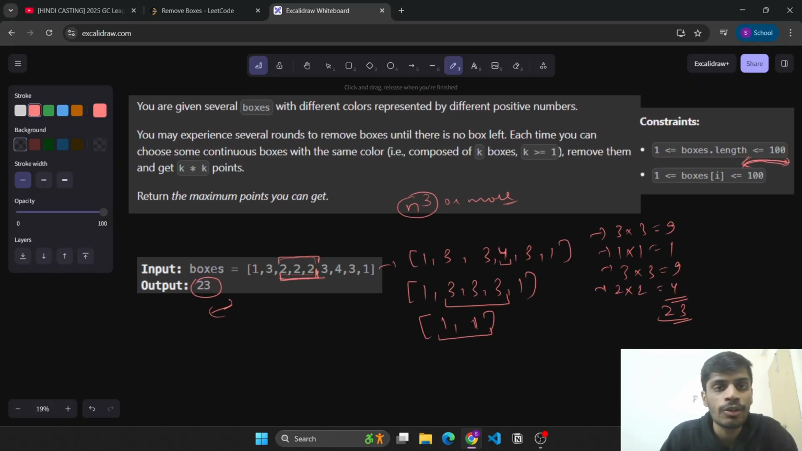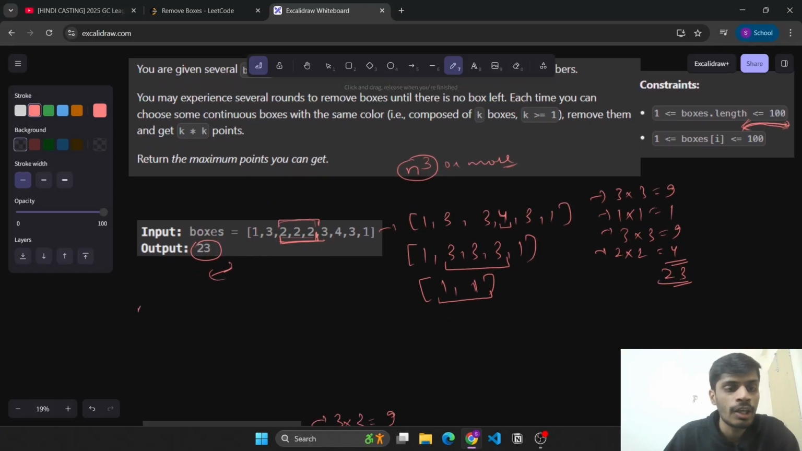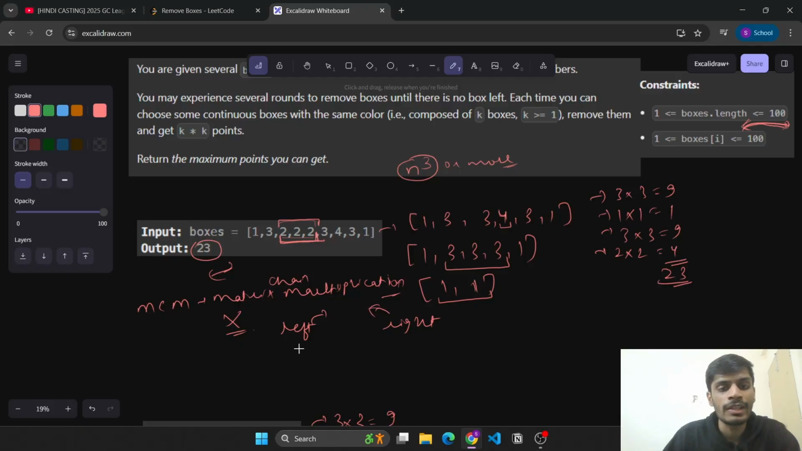The first intuition you might get is, can this problem be similar to MCM, the matrix chain multiplication problem? If you have already seen the matrix chain multiplication method, then you might realize that maybe this problem is the same as matrix chain multiplication, but it is not. Why? Because in normal matrix chain multiplication, when we merge the left and right parts, there is a fixed cost for merging.